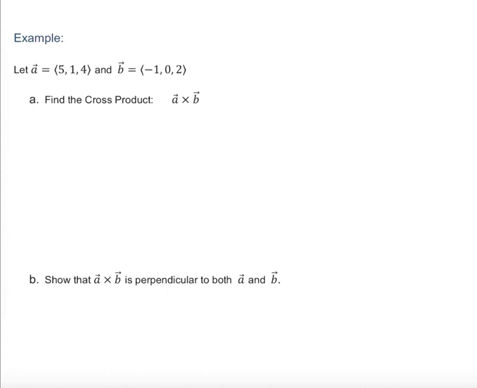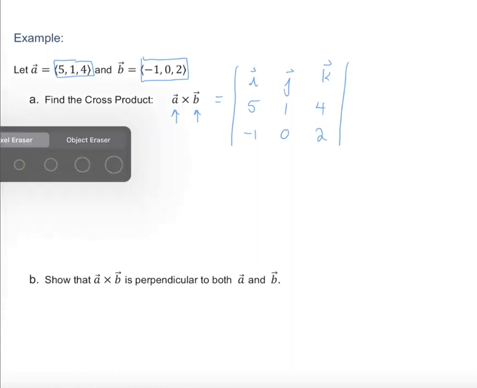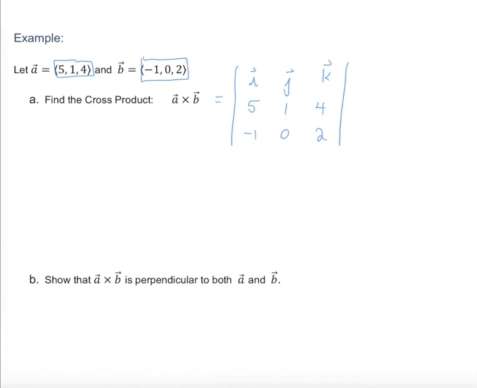Now let's look at an example of calculating the cross product between these two given vectors. As a reminder, the way that we're going to come up with this calculation is by calculating a 3 by 3 determinant where the first row are the vectors i, j, k. The second row are going to be the components of the first vector, vector A, so that'll be 5, 1, and 4. The third row is going to be the components of the second vector, which is the B vector, so that's -1, 0, and 2. So we're calculating this symbolic determinant in order to find the cross product between A and B.